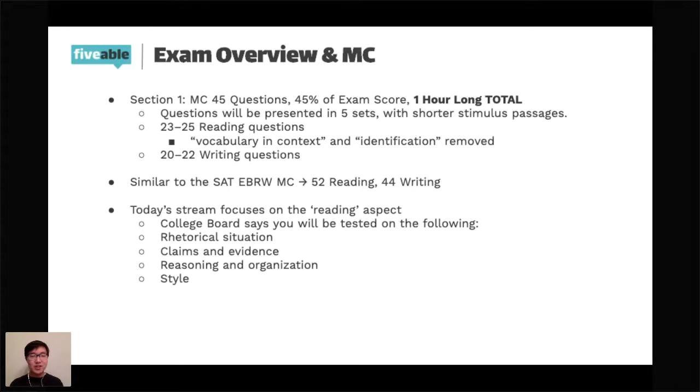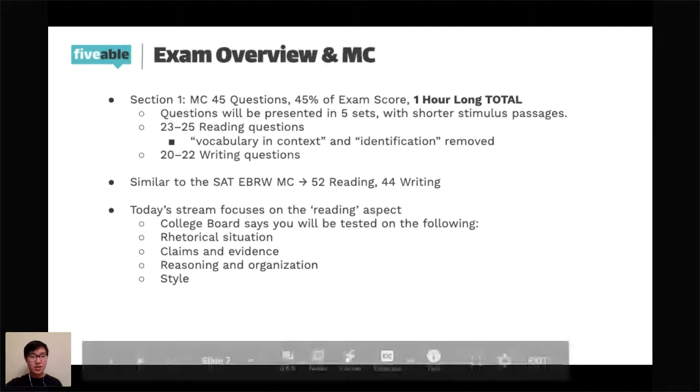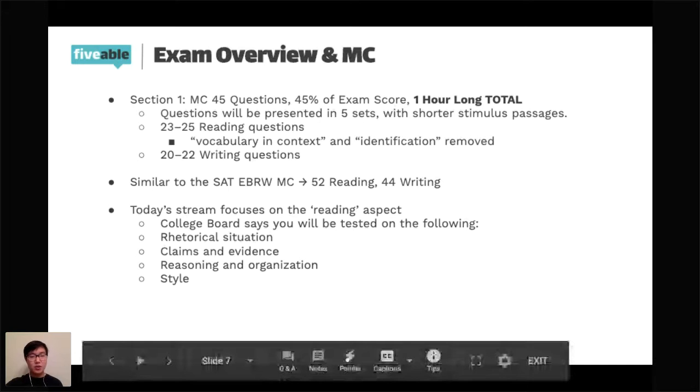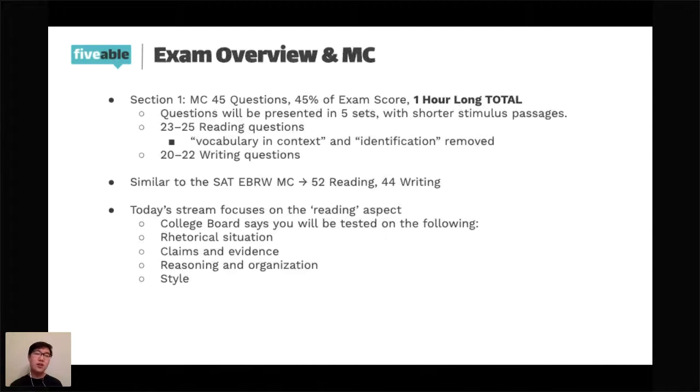College Board says that you will be tested on the following aspects in the rhetorical analysis multiple choice section, or the reading multiple choice. You'll be tested on the rhetorical situation, claims and evidence, reasoning and organization, and style. Those words I think we need to go over a little bit, because they're very broad and many people won't really understand what that means.